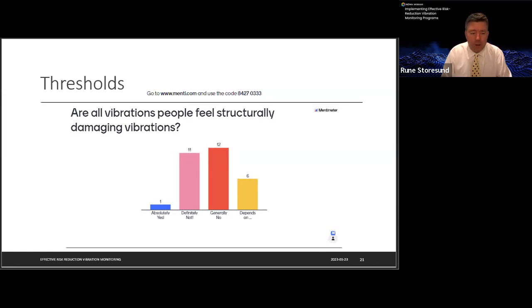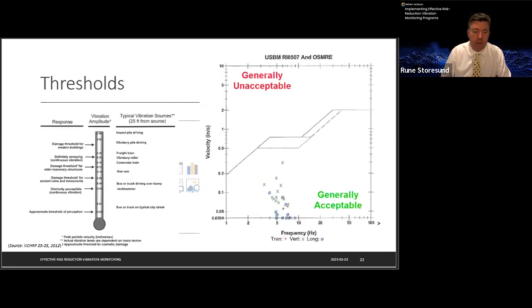I'd say in almost all cases, the human perception of ground vibrations is going to be more sensitive than what's required to cause actual structural damage. So probably the generally no answer is going to be more representative. Not all vibrations that are felt by people will be structurally damaging. All right, we will continue on in our adventure here.